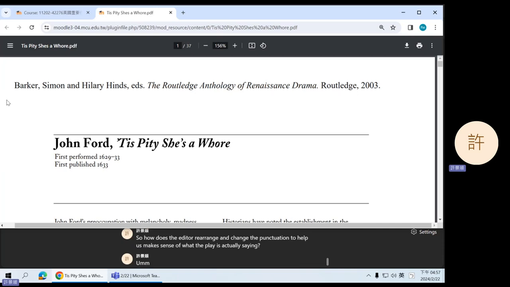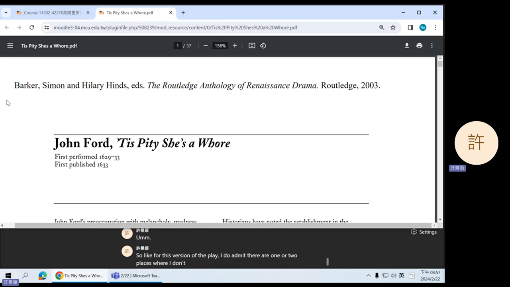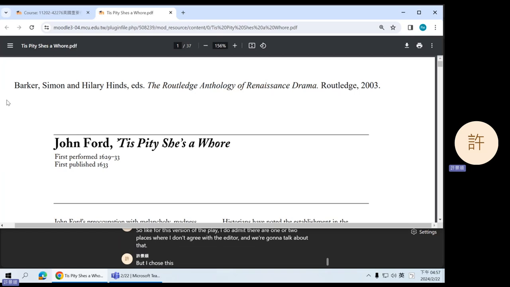So for this version of the play, I do admit there are one or two places where I don't agree with the editor, and we're going to talk about that. But I chose this version because I found the PDF. The other version that I like better, I could not find the PDF. I only had a paper copy. And if I scan the paper copy, it becomes blurry and there's lots of notes and it's just very messy. So we're going to use the PDF. And the places that are kind of weird, we will talk about together as a learning experience.